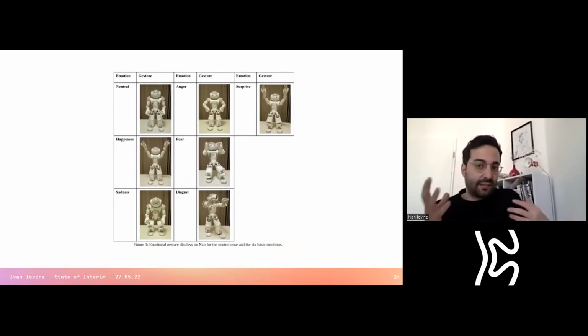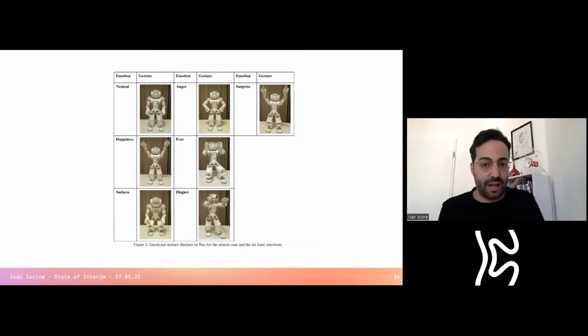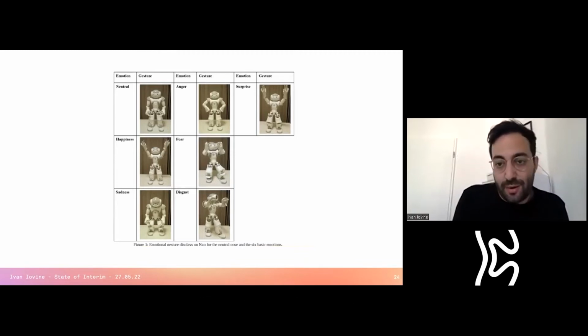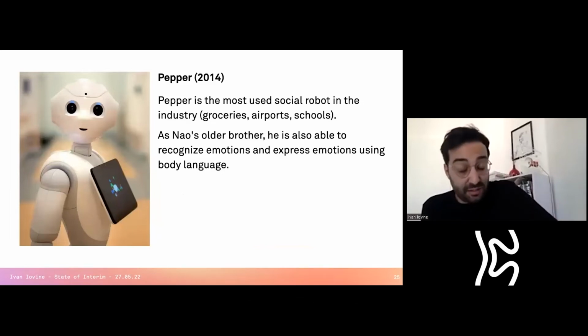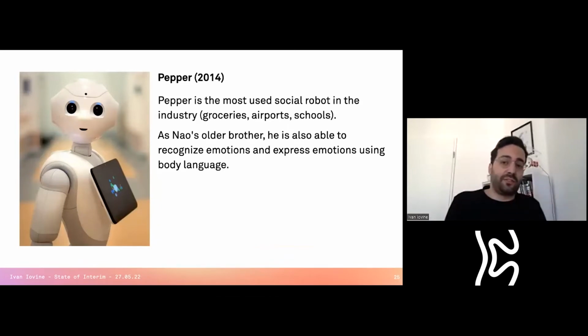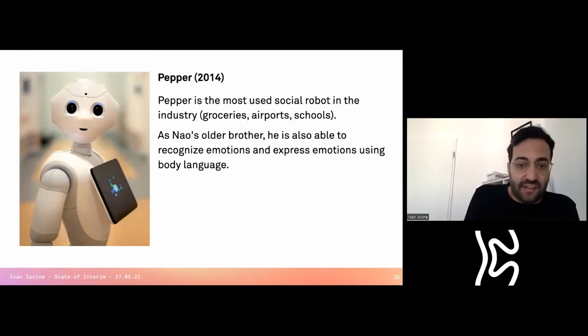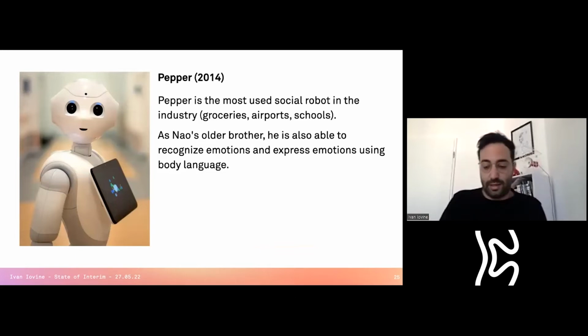The main interaction with Nao was a body interaction, and the emotions were primarily expressed via body language. So the evolution of Nao is Pepper. Pepper is the most used social robot in the industry nowadays. It's used in groceries, airports, and schools, and in other industrial fields. And as Nao, it's also able to recognize emotions and express emotion using body language.